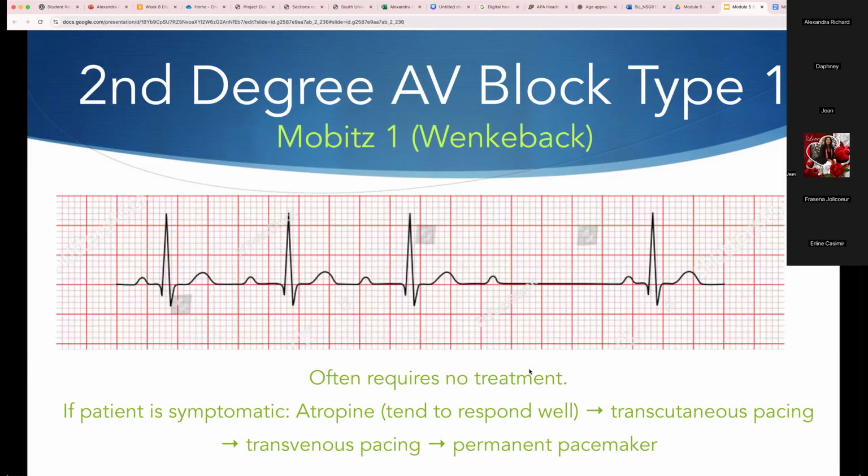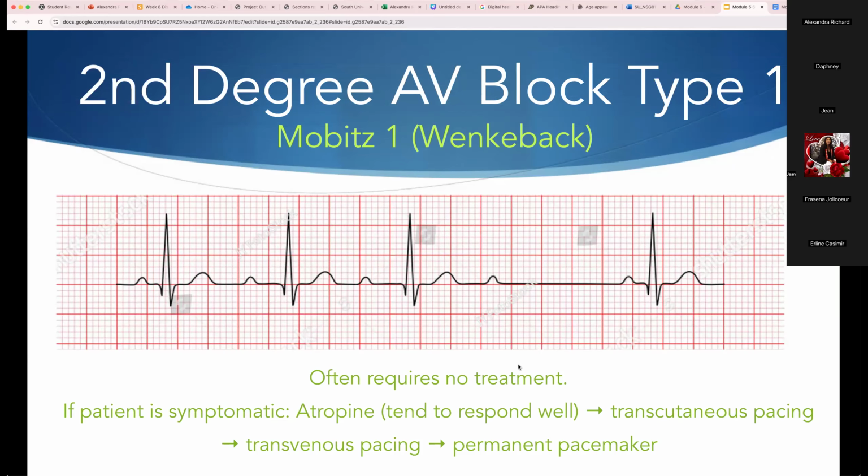Then we have second degree AV block type 1. This also often requires no treatment. However, if the patient is symptomatic, atropine, which patients with second degree AV block type 1 tend to respond well to. If that doesn't work, transcutaneous pacing, transvenous pacing, permanent pacemaker.